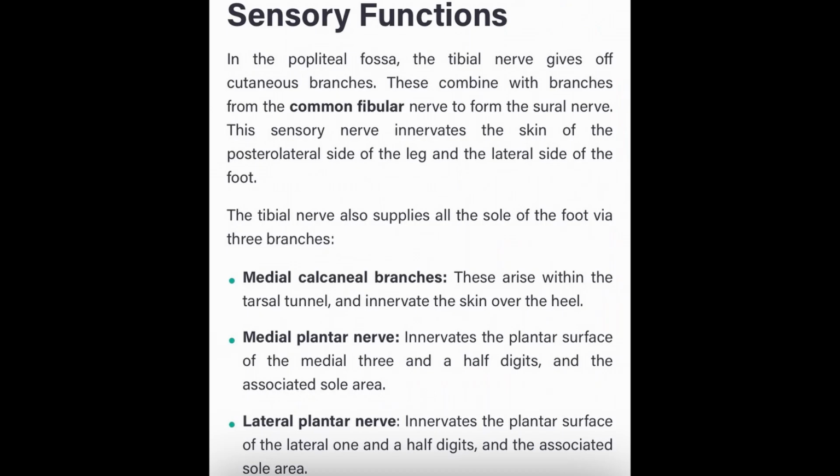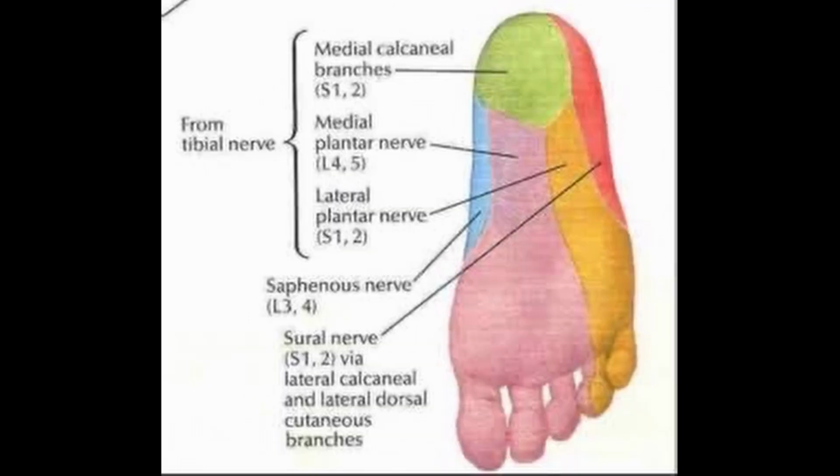Now the next one is the lateral plantar nerve. It innervates the plantar surface of the lateral one and a half digits and the associated sole area. So the medial plantar nerve supplies the medial area, and the lateral plantar nerve supplies the lateral area, as you can see on the diagram.